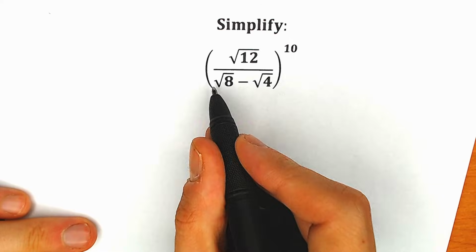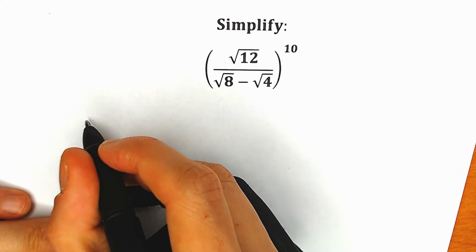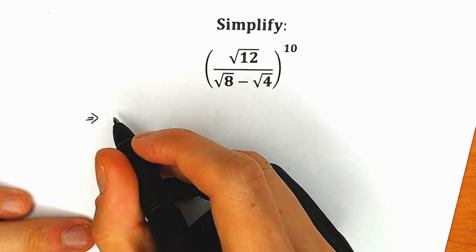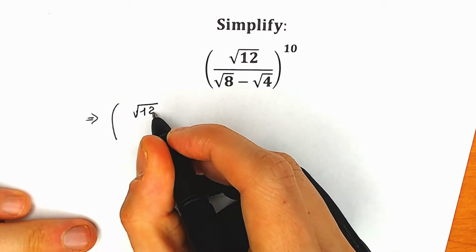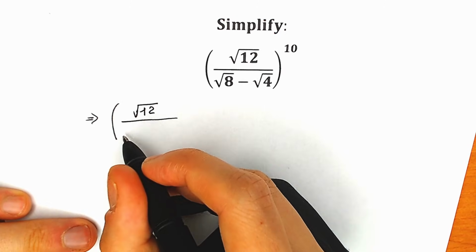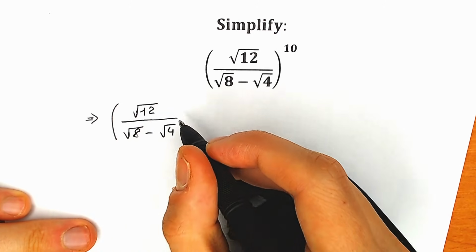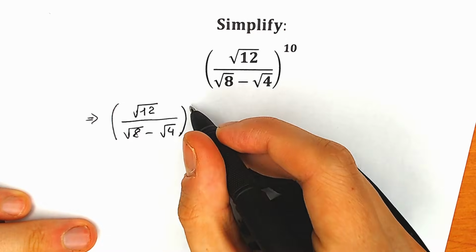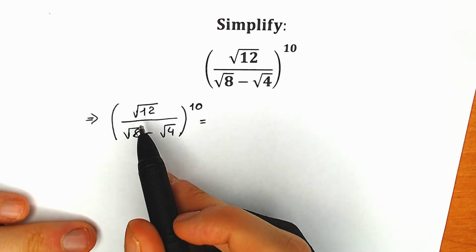Okay, so first of all, let's simplify this expression in the parenthesis. Let's do it, for example, on the left side. Let's rewrite it real quick. We have the square root of 12 in our numerator. In our denominator, we have the square root of 8 minus the square root of 4, and we raise this to the power 10. Right now this 12 can be written as 4 times 3.